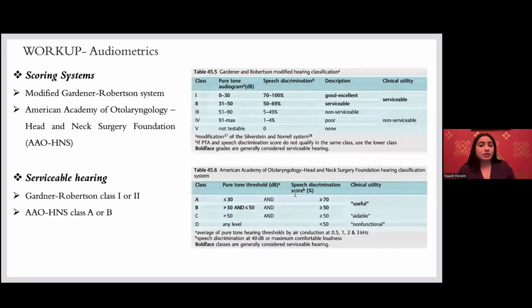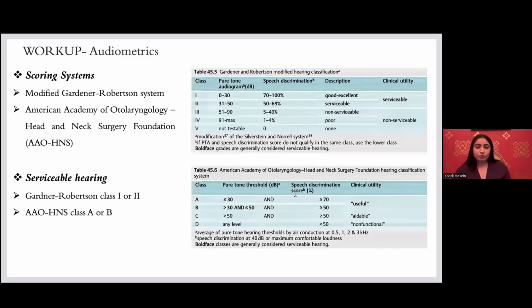So there are many definitions of what constitutes serviceable hearing. Also, even non-serviceable hearing can offer some benefits. Now, if the word recognition score is good, which is more than 70%, but pure tone audiometry is poor, a hearing aid may provide significant benefits.